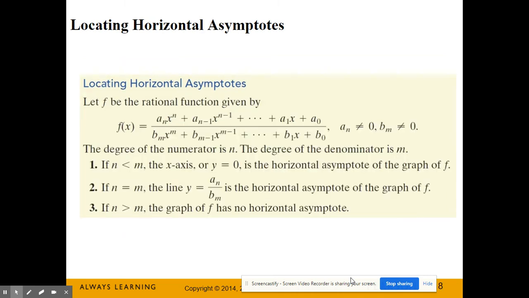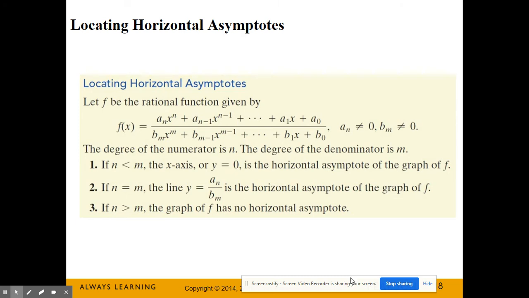How can you determine if there is a horizontal asymptote? It's a little harder than finding a vertical asymptote. There's basically three categories that your rational function can fall under. This is an example of a generic rational function. Notice the exponent for the leading term in the numerator is n, and in the denominator is m. So you're looking at the degree of the numerator and denominator separately.